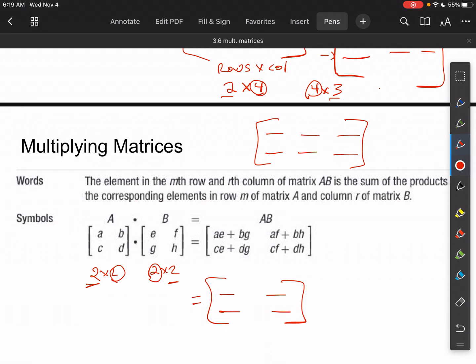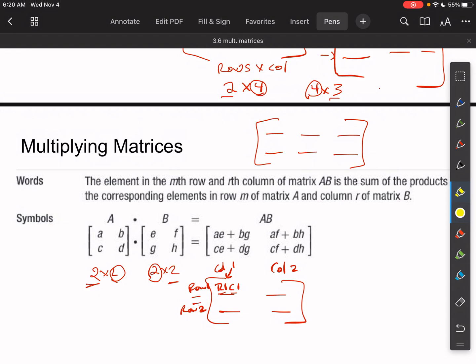What I want you to recognize is that this space in the matrix right here, okay, this is row 1, this is row 2, this is column 1, this is column 2, okay? So that space right there is actually row 1, column 1. So to get the answer to that, it's always addition here, so we're always adding. We're going to take row 1 and multiply it by column 1, and we're going to add the products together. So that's what you're going to see here.